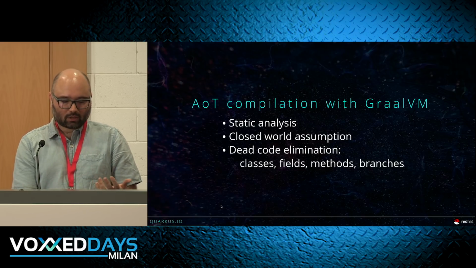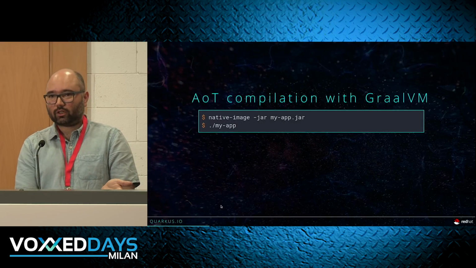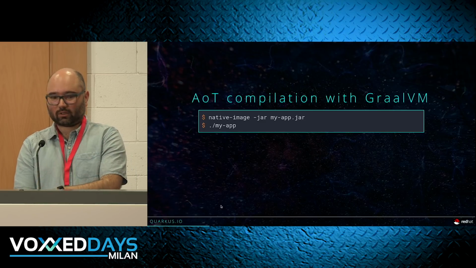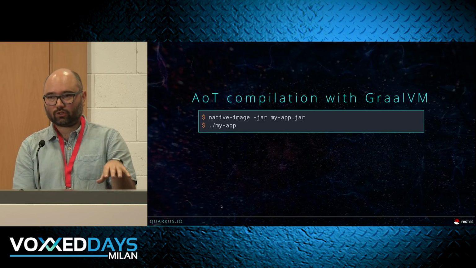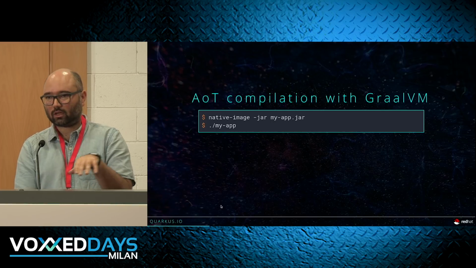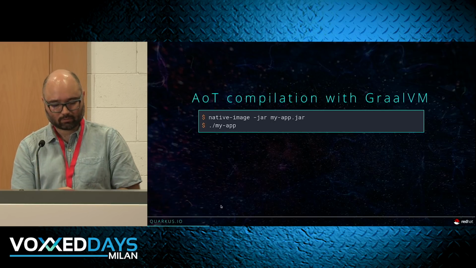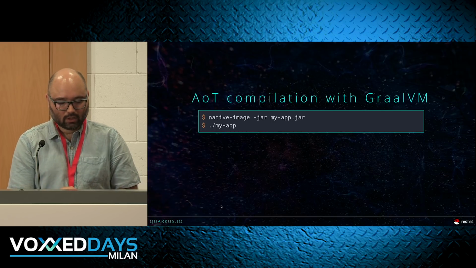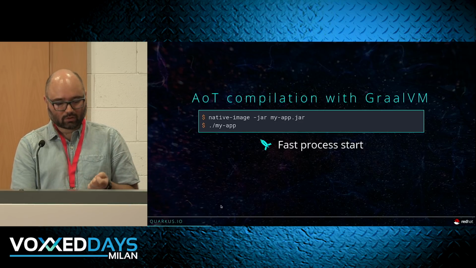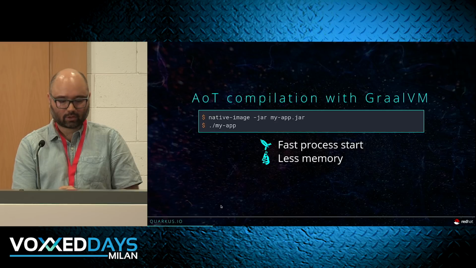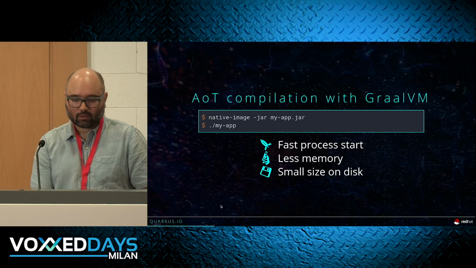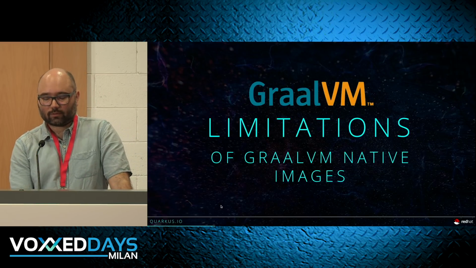So again, just to recap how you compile to native, you can try this out with hello world, something simpler. It's just native image, you give it your jar, and it outputs a binary. It's pretty easy, very neat. You get an application which is really fast to start, uses very, very minimal amount of memory, and is small on disk, but is native. Right? So let's talk a bit about these limitations.